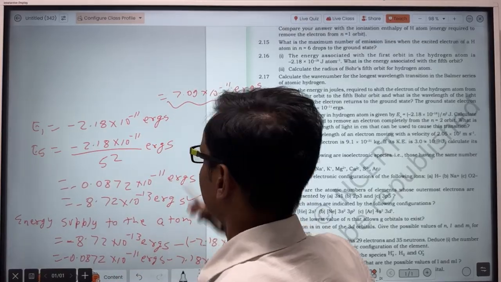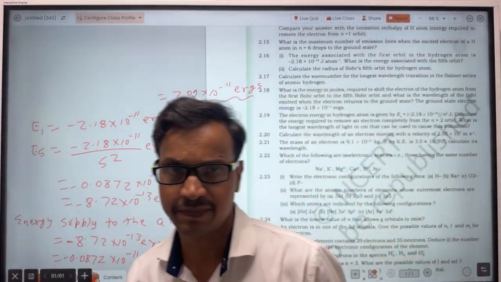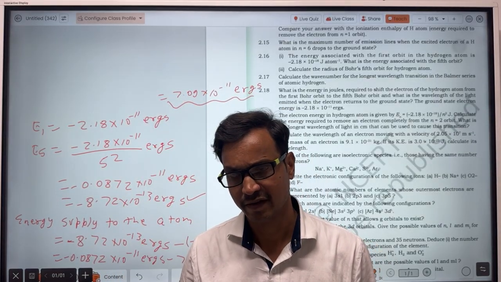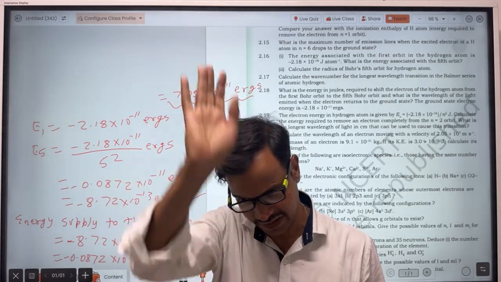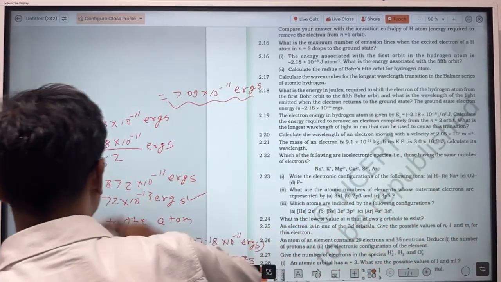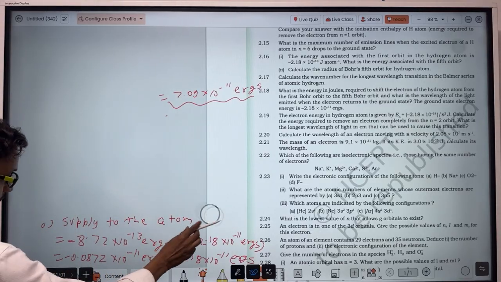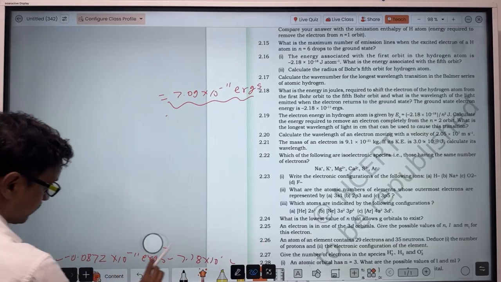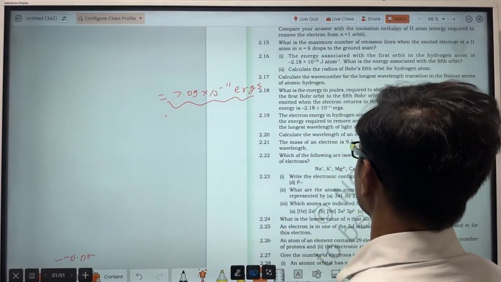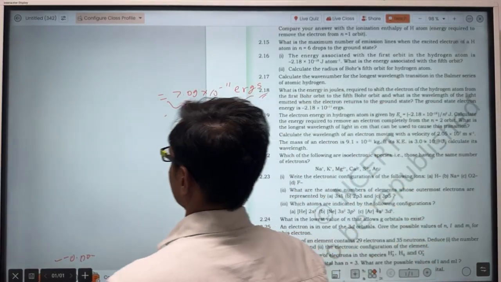So that much energy should be supplied to the atom, so that the electron present in the first shell will jump into the fifth shell. And when the electron will fall from n equal to 5 to n equal to 1, that much energy will also be released. Okay, so the energy supplied to the atom will be that much, and the energy released will also be equal to that much when the electron falls from n equal to 5 to n equal to 1.